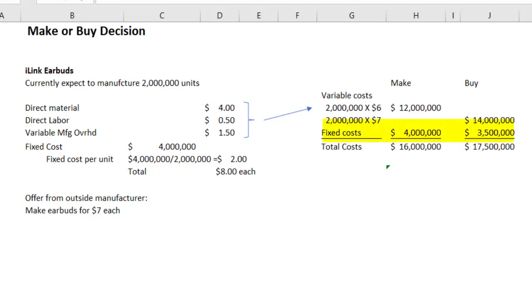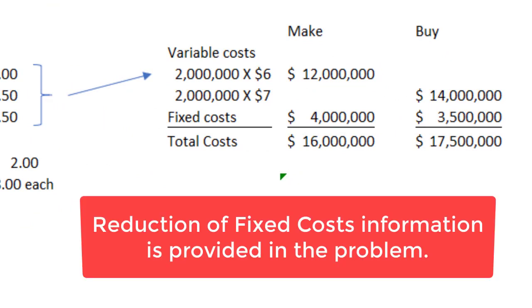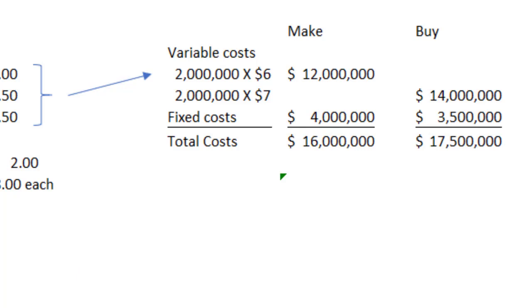What about the fixed cost? Again, we have to determine which costs are going to remain and which costs are going to go away. The fixed cost for the current situation of making the earbuds in-house is $4 million. If we buy them from a third party, we're going to get rid of some of the equipment, and what that's going to do is result in our fixed cost being reduced, but not in total, only by $500,000. So now we look at our total cost.